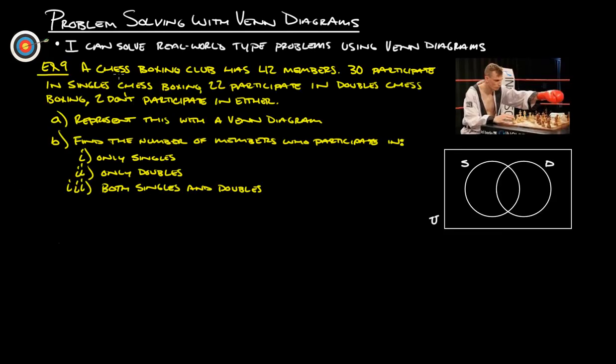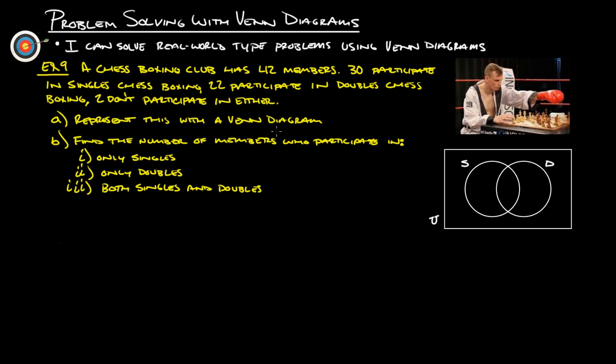Example number 9 here. A chess boxing club has 42 members. 30 participate in singles chess boxing and 22 participate in doubles chess boxing. 2 don't participate in either. Represent this with a Venn diagram. First thing we're going to want to do is fill out our Venn diagram with all of our numbers, and that will make these two parts really pretty straightforward.